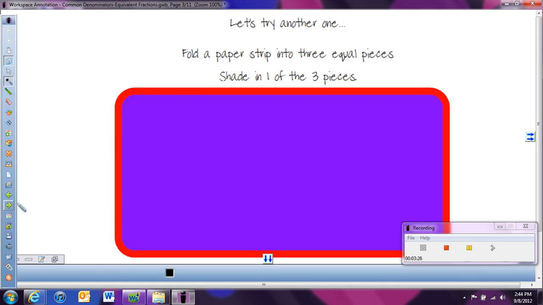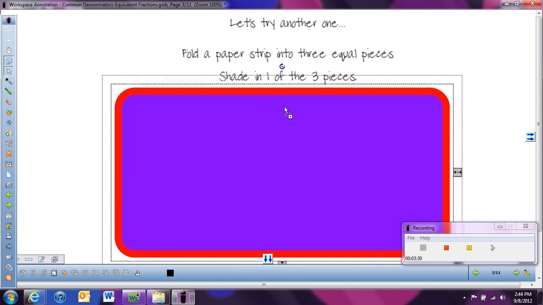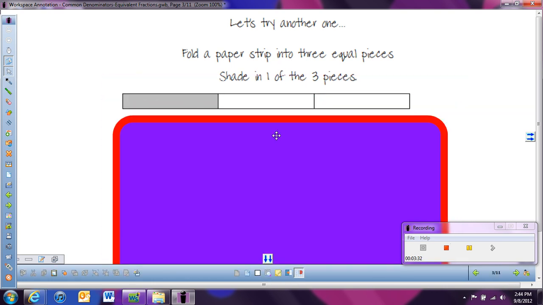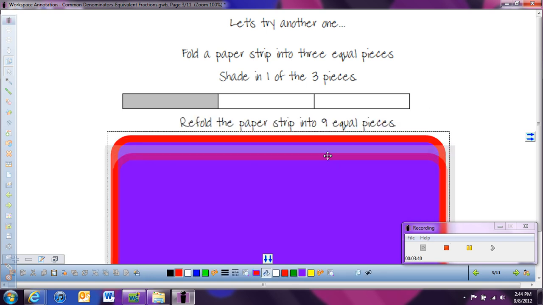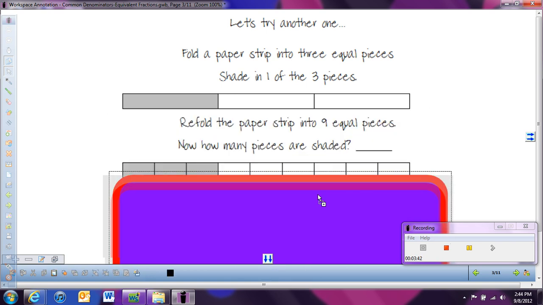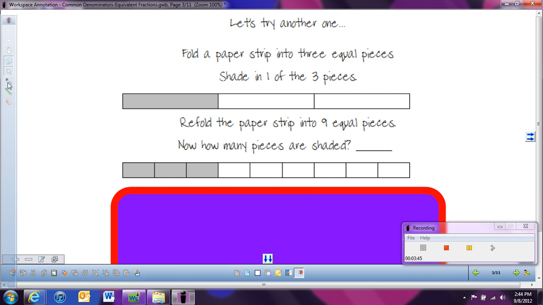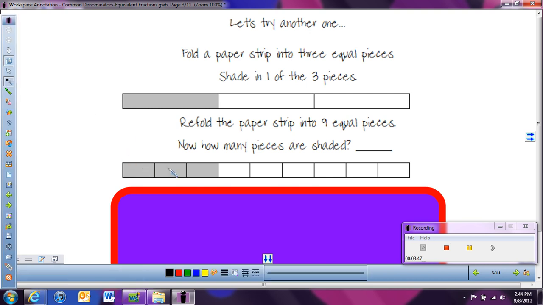We're going to try one more with this paper folding idea. So this time we're going to fold a piece of paper into 3 equal pieces and shade in 1 of the 3 pieces. Then open it back up again, and this time we're going to fold the paper into 9 equal pieces. And we're going to look at how many pieces are shaded now. Well, 1, 2, 3 out of the 9.